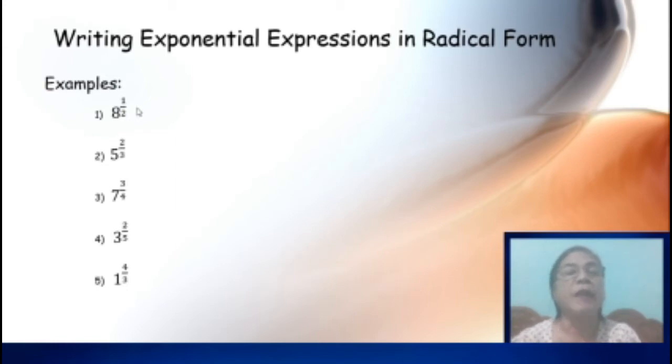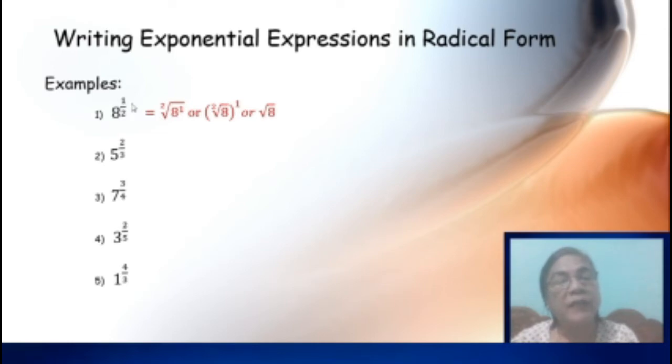Okay, how shall we write 8 raised to 1/2? In this manner, you look at this. 8 is the radicand, okay? The numerator, that is 1, turned out to be the exponent. I repeat, 1, which is the numerator, turned out to be the exponent. And the denominator 2 turned out to be the index.